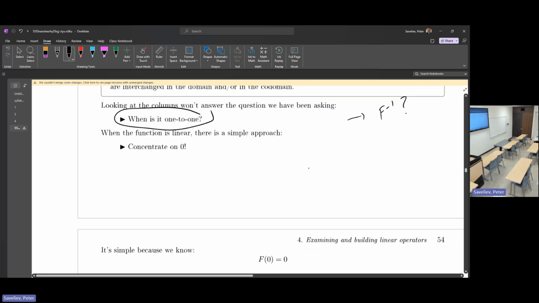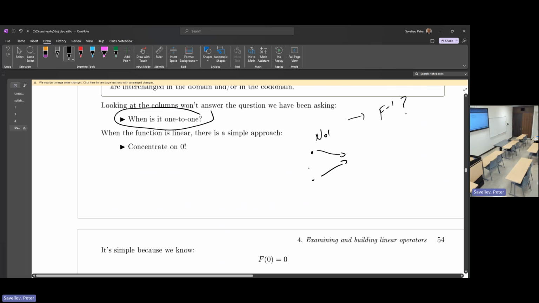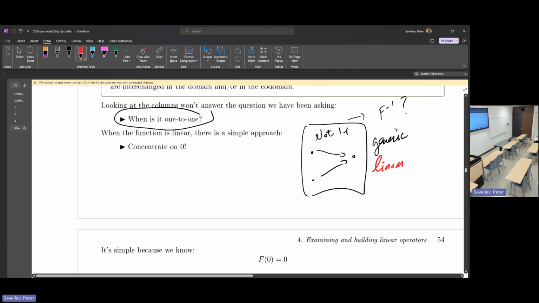Okay, so once again, this is one-to-one. I'm sorry, this is not one-to-one. So that's the general illustration of not one-to-one, a generic one. And then if I go with linear, it turns out that I only have to consider zero here. Why so? Because zero always goes to zero.